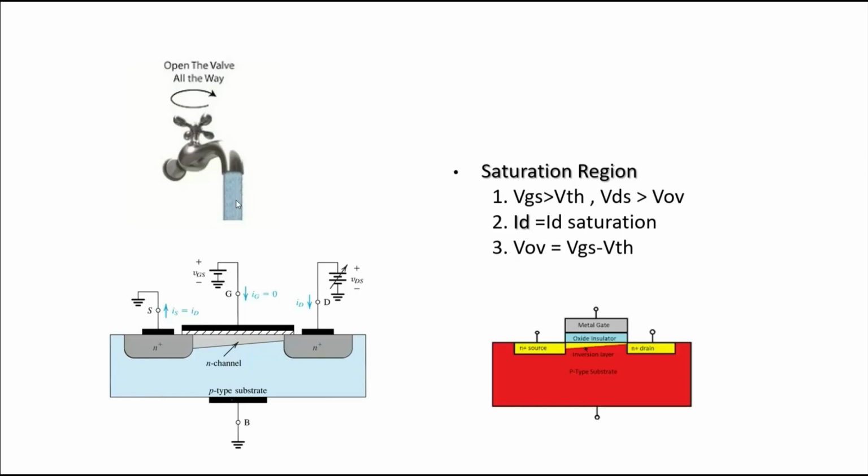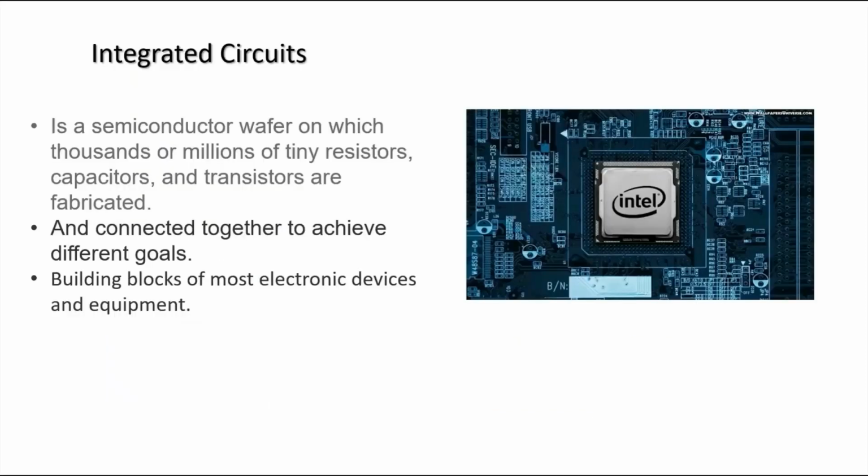By this, we have completed the discussion about transistors. Let's check the remaining parts. Integrated circuits. We all know about Intel and AMD, right? Because these two companies are the leading manufacturers of ICs.